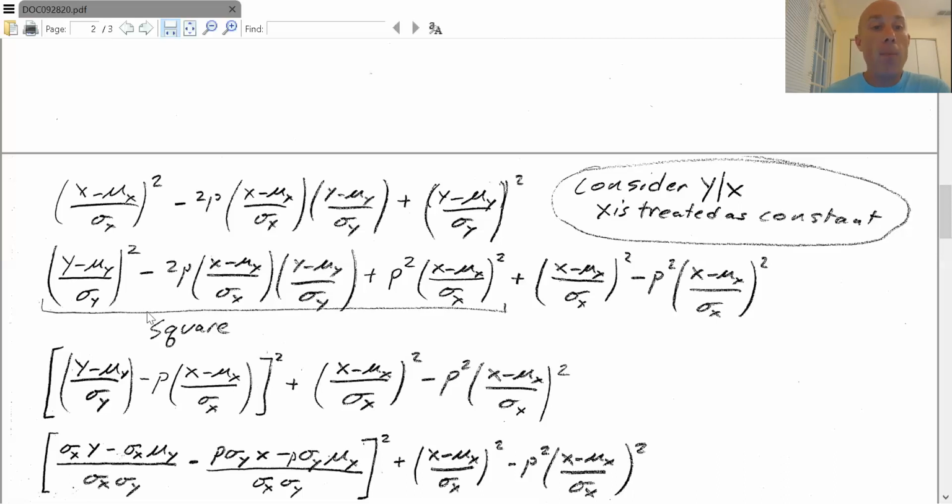Okay, so I want to focus here. Well, if I think about this for a bit, and I use the regular factoring formulas from college algebra, I can see that this part is actually this squared term. Let's look at that. So I get the y fraction minus rho times the x fraction, and all of that is squared. Well, that's interesting.